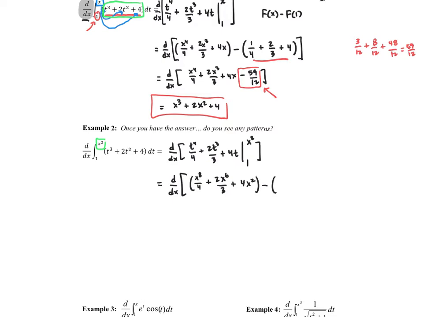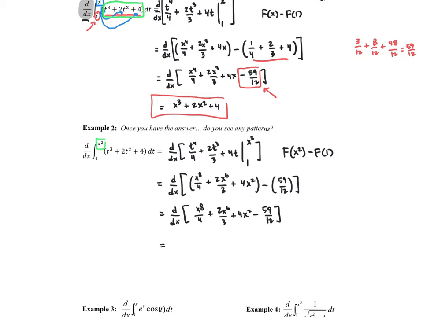Okay, I'm going to minus, so that's big F of x squared, minus big F at 1. I already know what big F at 1 is. It's 59 twelfths. Thank you to whoever created these notes, so I didn't have to do more algebra. I could just use the same values there. So I'm going to take the derivative of the following expression: x to the eighth over 4 plus 2x to the sixth over 3 plus 4x squared minus 59 twelfths. Clearly the 59 twelfths will drop off momentarily.